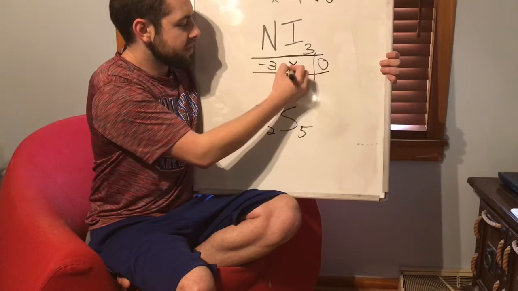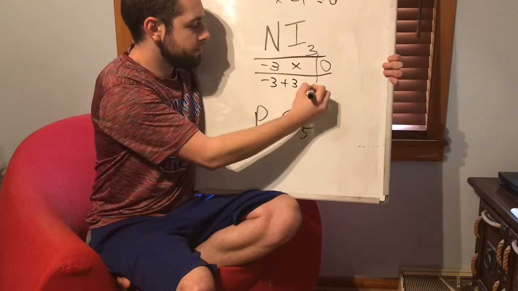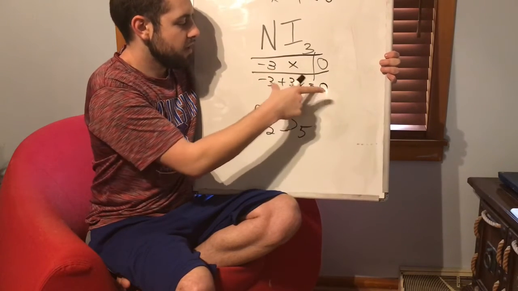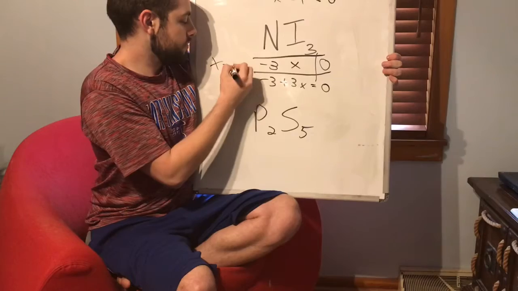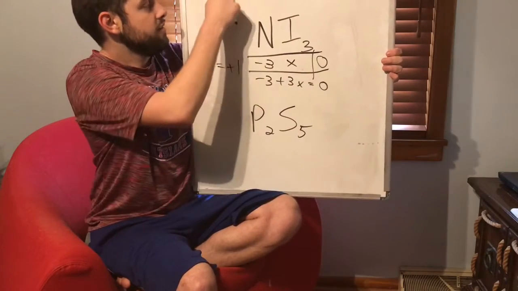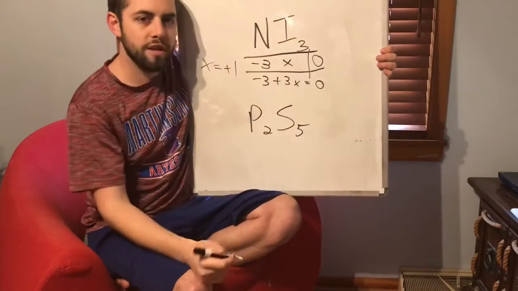Iodine's my variable this time. I've got 3 iodines, so I make it 3x. Doing my algebra here, I'm going to get that same oxidation state for the iodine. Up here it was at +1, down here it's at +1 as well.